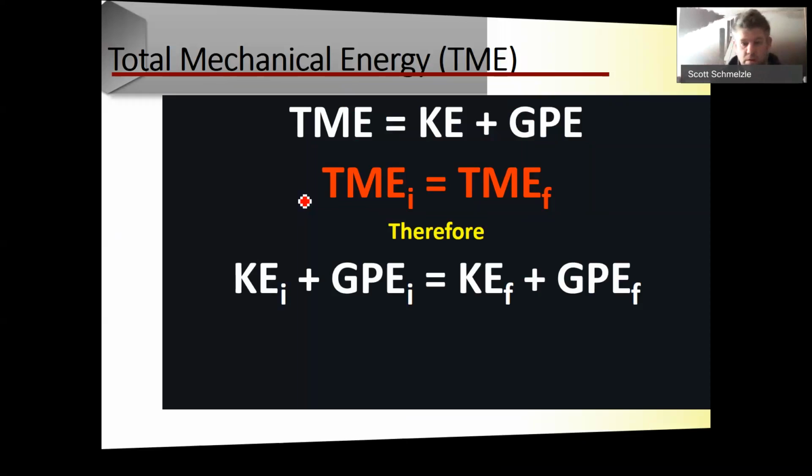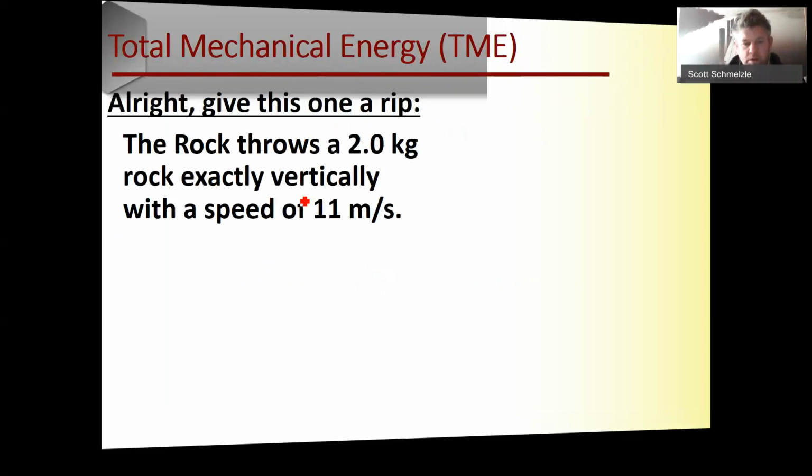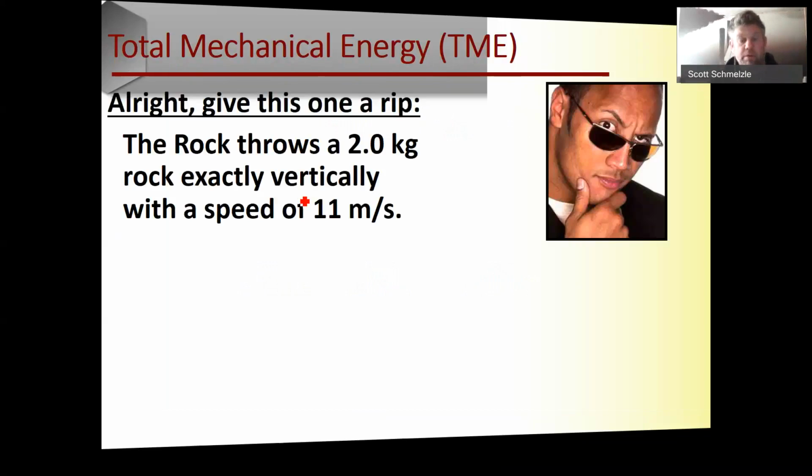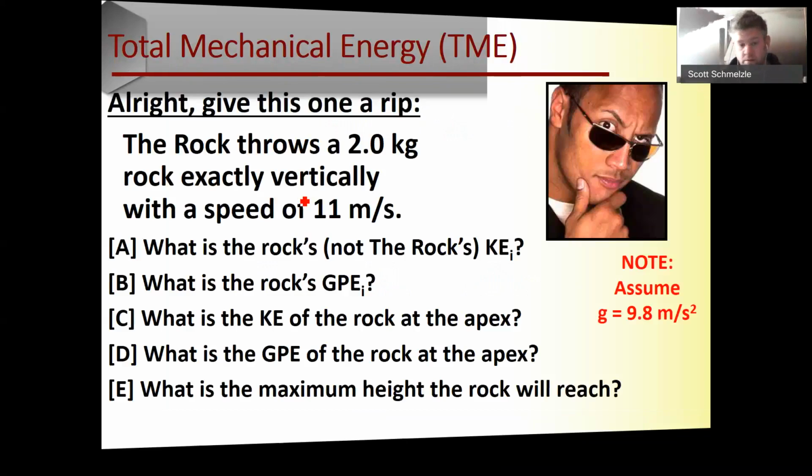Okay? So, the rock throws a 2 kilogram rock exactly vertical with a speed of 11 meters per second. All right? Here we go. What is the rock's, not the actual rock, the actor, kinetic energy initial? What is the rock's GPE initial? Again, the actual physical rock, not Dwayne Johnson. Okay? What is the kinetic energy of the rock at the apex? What is the GPE of the rock at the apex? And then in part E, what is the maximum height the rock will reach?